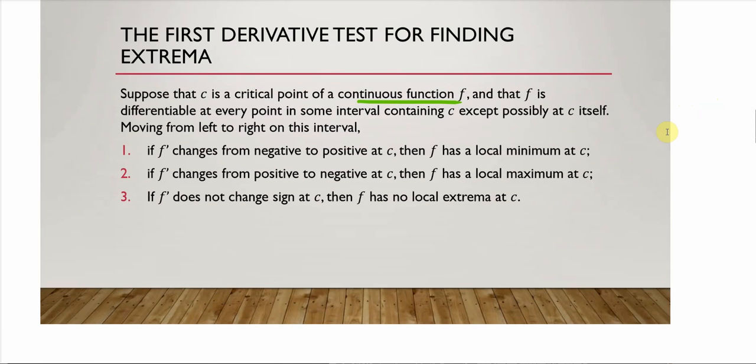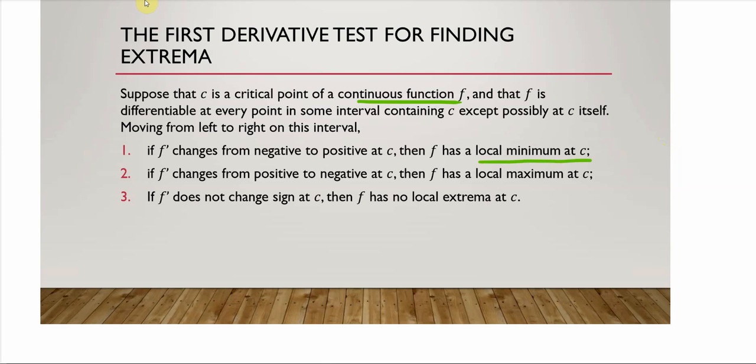Okay, so here it is. Let's look at the formal statement. Suppose that C is a critical point of a continuous function f, and that f is differentiable at every point in some interval containing C, except possibly at C itself. Moving from left to right on this interval, if f prime changes from negative to positive at C, that is, if my slope changes from negative to positive, then we're going to have a local minimum.